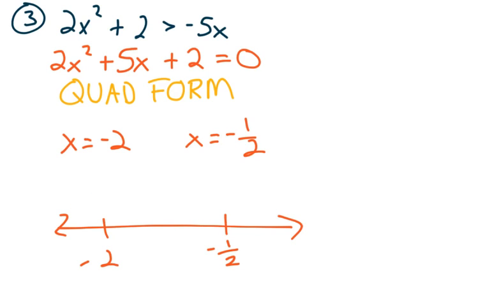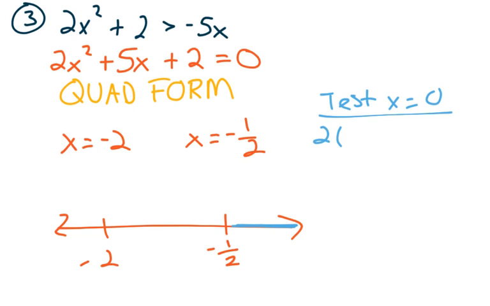Okay, so really you only need to test one interval, because if you test one, you'll know the other 2. I'm going to choose the interval that's got 0 in it every time. This time 0 is out here in the blue. Okay, so we're going to test x equals 0.